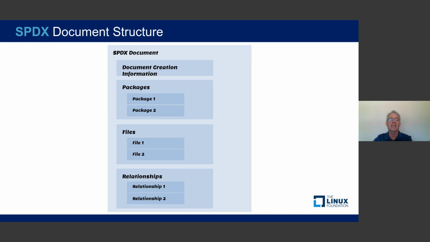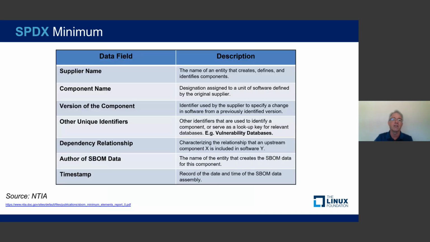It contains the document creation information: who created the document, when was it created. Information about the packages, the components of the SBOM itself, and optionally, it'll contain information about the files that actually make up the packages. And then you need to know what the relationships are between the packages, if they're dependencies or packages in the files, or even a relationship between the document and the packages themselves. And I'll give you some very specific examples of what that looks like in a minute or two.